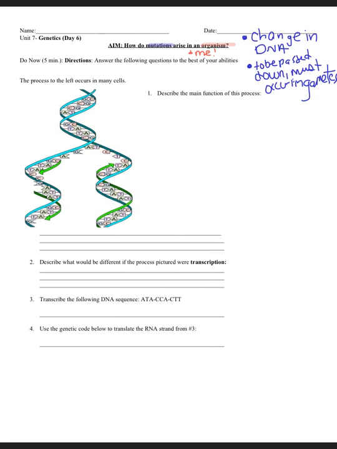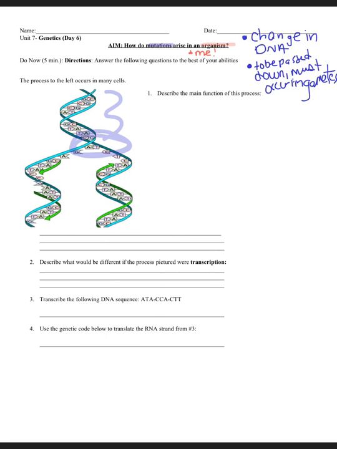Okay. Now, in order for me to describe the main function of this process, I have to first analyze what is going on in this diagram. Looking at the beginning of the diagram, we can see that we have a double-stranded, double helix strand of DNA, right? We know it's DNA again because we see the thymine there, and it's double-stranded. Now, we can see at this point here that it becomes unzipped.